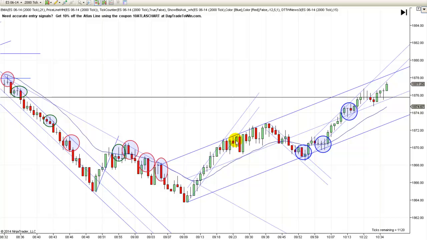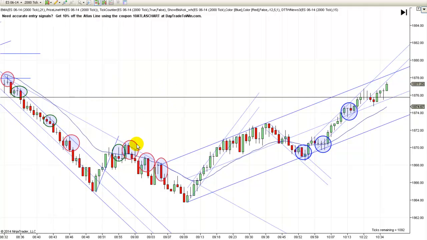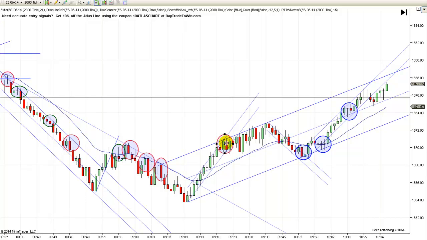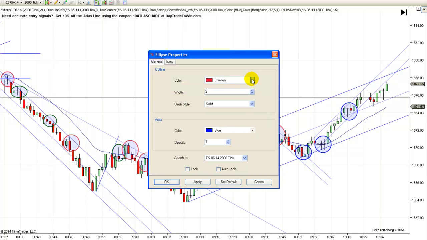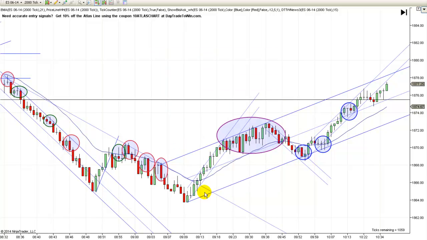There really weren't any entries right in here. It's too choppy. I should have probably put a circle around this stuff. Let's just do it this way. Just put a circle around this stuff. I think this is too. I think you just got to sit out of that. I don't think it's worth fooling with. If you didn't enter down here, there really wasn't a good entry.